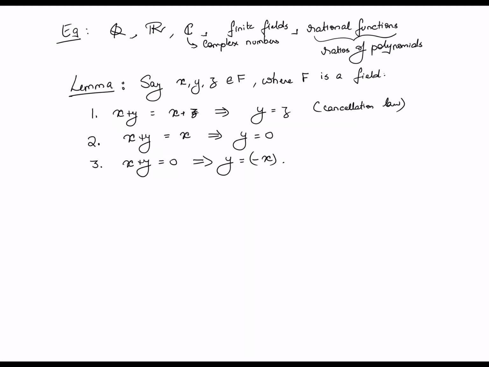The third property of the lemma here tells us that if x plus y is equal to 0, then y is in fact the additive inverse of x. So this property tells you that the additive inverse is unique.